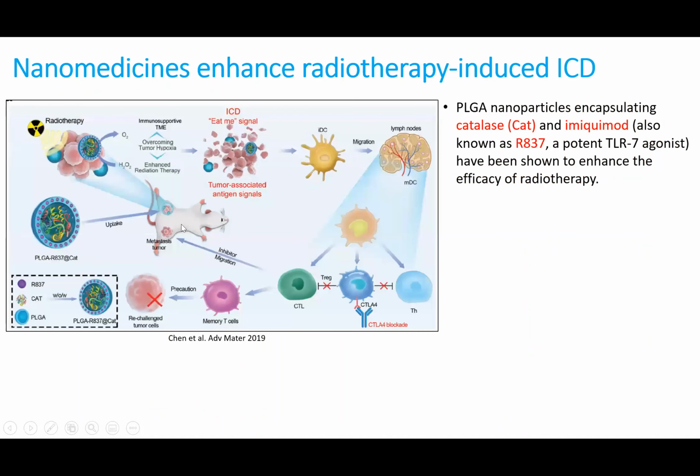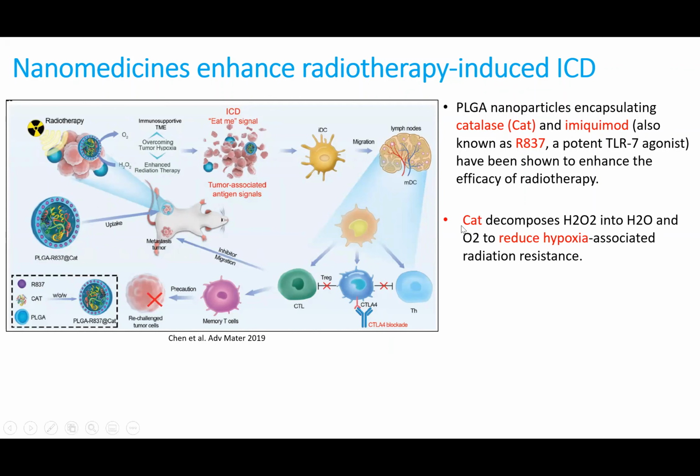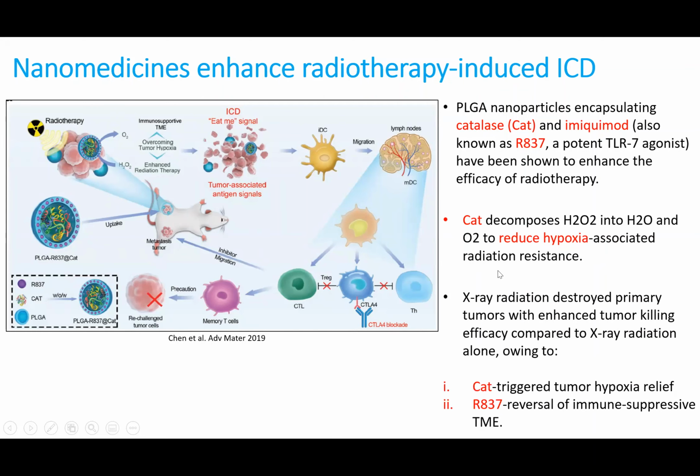So to enhance the effect of radiotherapy to induce immunogenic cell death, polylactic-co-glycolic acid nanoparticles were prepared to encapsulate the enzyme catalase together with the toll-like receptor 7 agonist, imiquimod, as an adjuvant to increase the activity of dendritic cells. Catalase, this enzyme acts by decomposing the generated hydrogen peroxide into oxygen, and this will reduce the hypoxia and reduce the resistance to radiation.